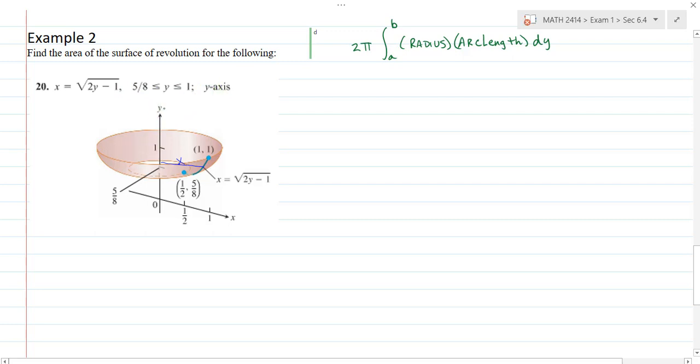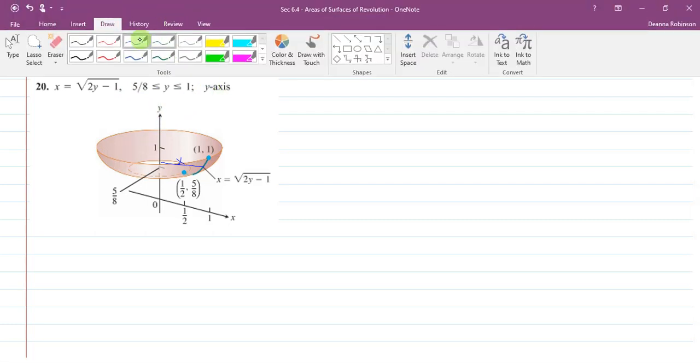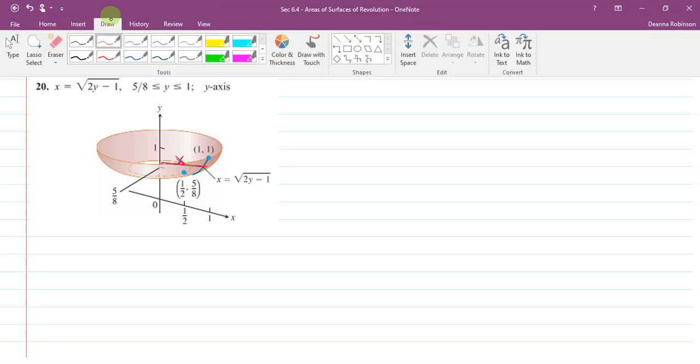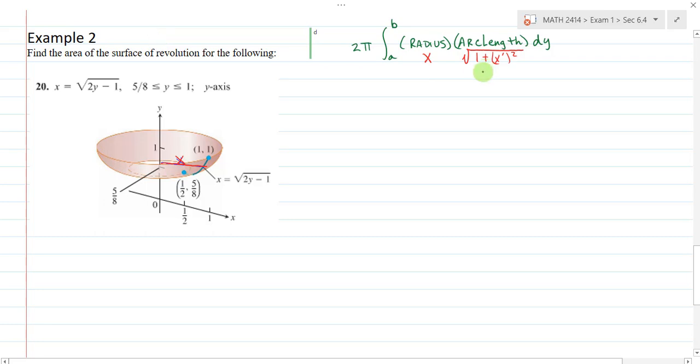So remember, your radius is going to be the distance from the axis of revolution to the outside edge. Well, that distance, when I revolve around the y-axis, is going to be a distance of x. So my radius for this problem is going to be x. And then to get the arc length, I'm going to look at the square root of 1 plus x prime squared dy. So that means that I've got some scratch work to do. I need to find the derivative of x squared.